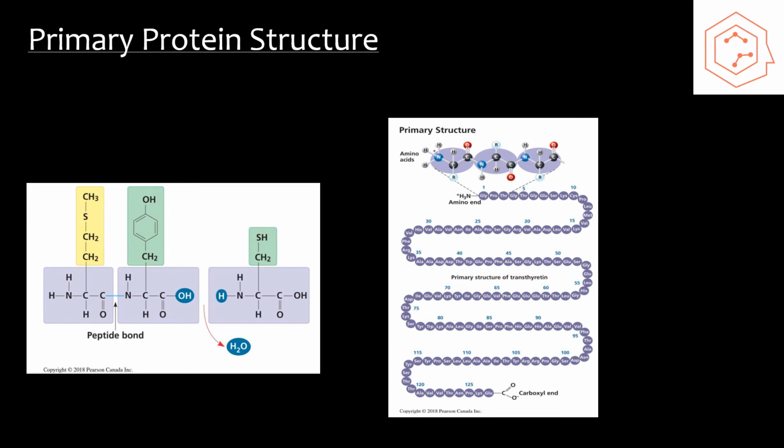So now let's talk about the protein structure. There's 4 levels of protein structure. There's primary, secondary, tertiary, and quaternary. So the primary protein structure is the sequence of amino acids. So it's like the order of letters in a long word.